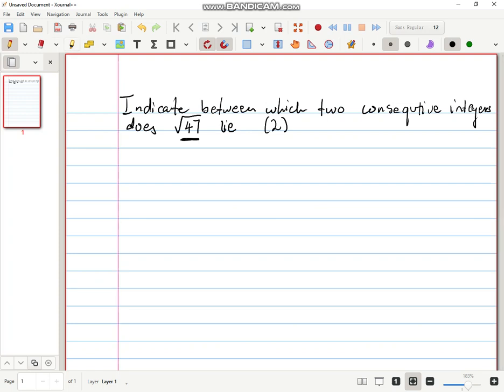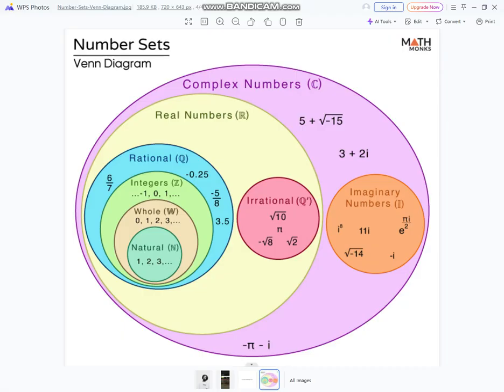So to understand what this question wants of you, you need first to know what does consecutive mean, right? Consecutive simply means numbers that follow each other, and integers is some kind of numbers that belong in a number set, right? So let's take a quick look at what the number set is.